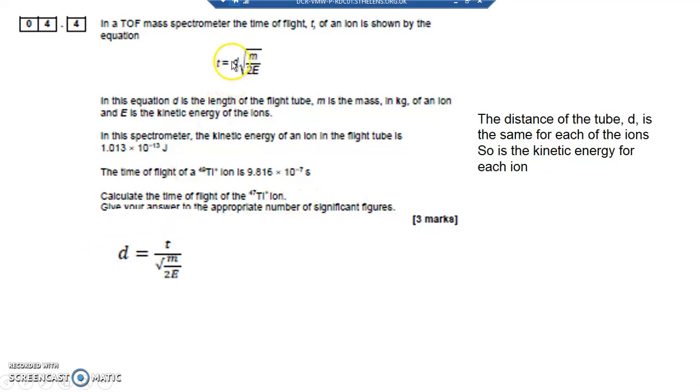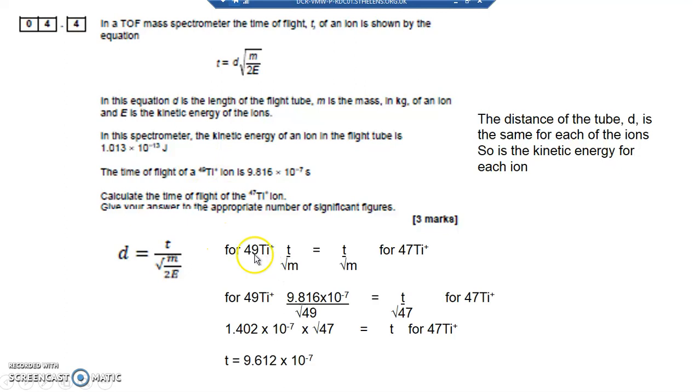So I've rearranged this equation. I've taken the square root of m divided by 2E, from the top on this side, across the equal sign, and it goes onto the bottom. So d is t divided by the square root of m over 2E. And so the length of the tube is going to be the same. So this value, t divided by the square root of m over 2E, is going to be the same for whichever ion you've got. So for 49Ti and 47Ti, t divided by the square root of m over 2E is the same for each. And I've even cancelled 2E as the same on each side as well.